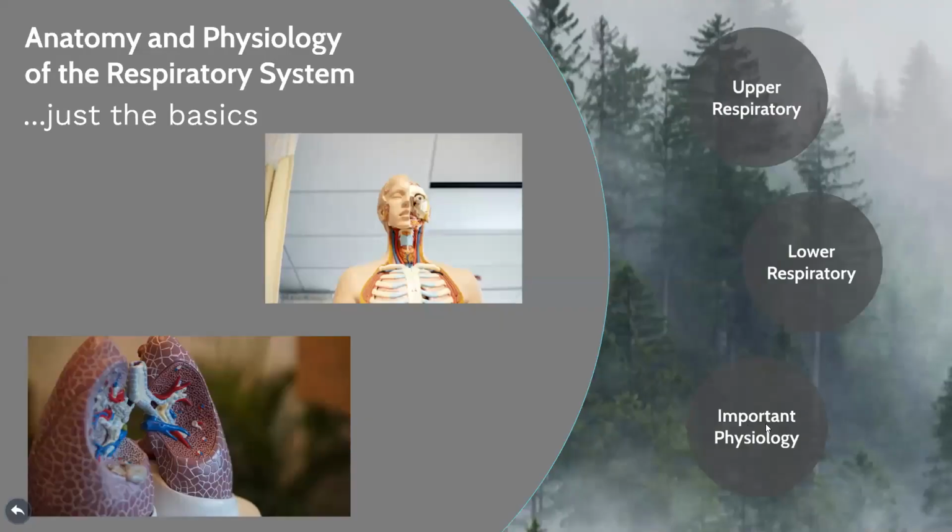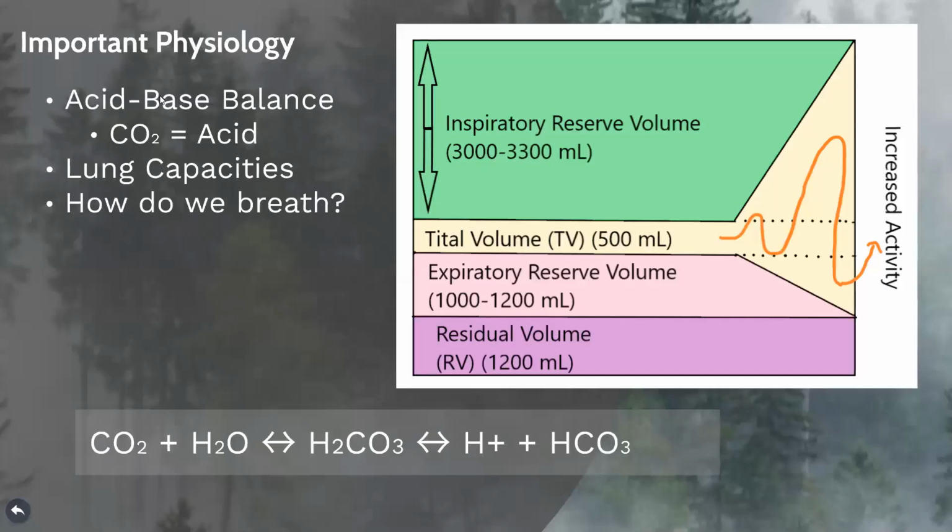I do want to cover a couple of important physiological concepts. One is acid-base balance. This again will come up. So CO2 you can think of as an acid, and we have this buffering system. We call it the bicarbonate buffering system. If we have CO2 plus water, and then there's an enzyme called carbonic anhydrase that can turn that into carbonic acid.